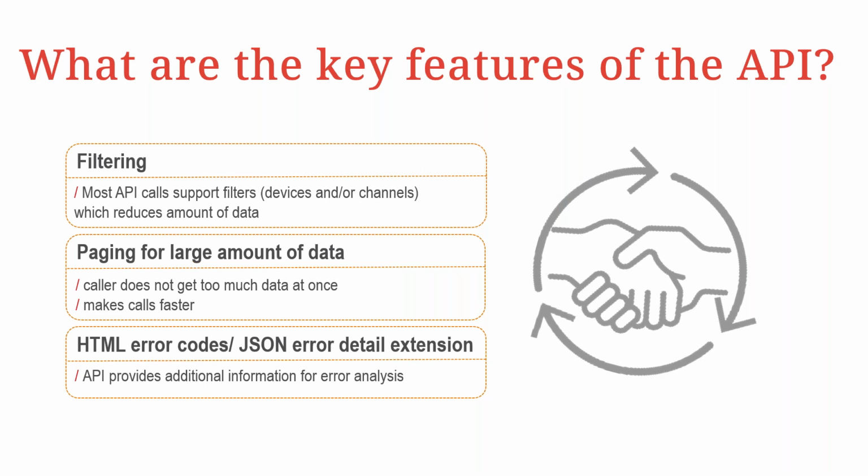The next thing is paging for large amounts of data. So the caller does not get too much data at once and makes calls faster, for example. So that means your data is more accurate in a sense.